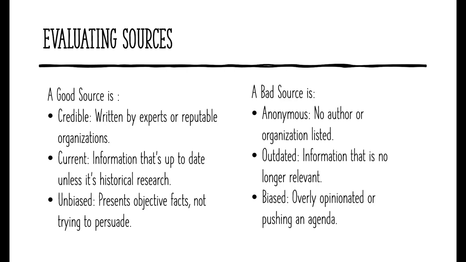A bad source is anonymous. If there's no author or organization listed, it's hard to verify its credibility. If it's outdated, information that's no longer relevant, especially in fast-moving fields. Biased. If a source is overly opinionated or seems to be pushing a particular agenda, it may not be presenting balanced information. By using good sources, you'll strengthen your research and ensure that your paper is based on trustworthy, accurate information.